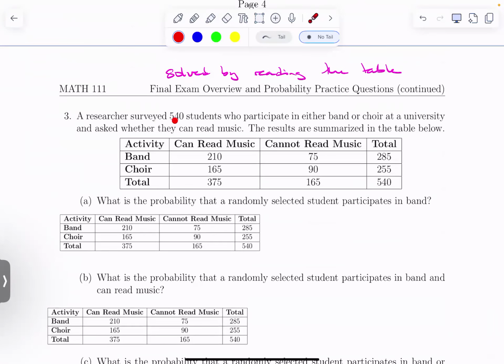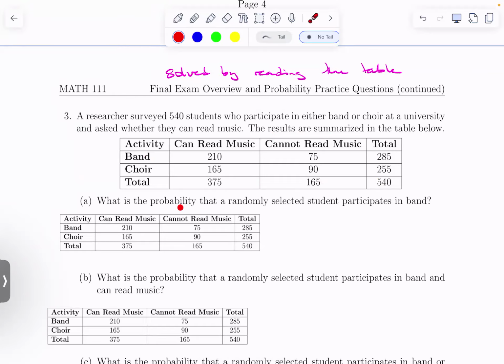So researchers surveyed 540 students who participate in either band or choir at a university. That's a lot of people in band or choir at a university. Must be a big university. And asked whether they can read music. And the results are summarized in the table below. And so we've got whether they're in band or choir, if they can read music or if they cannot read music. Right? And then we've got our total of 540 and the totals in the margins.